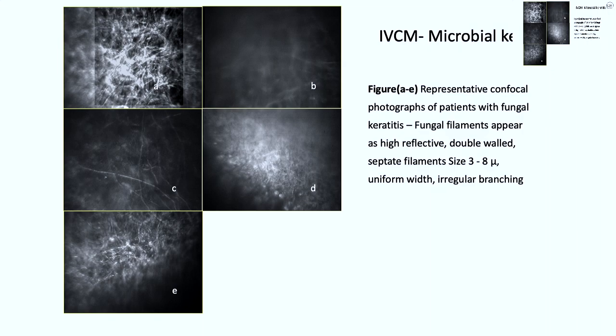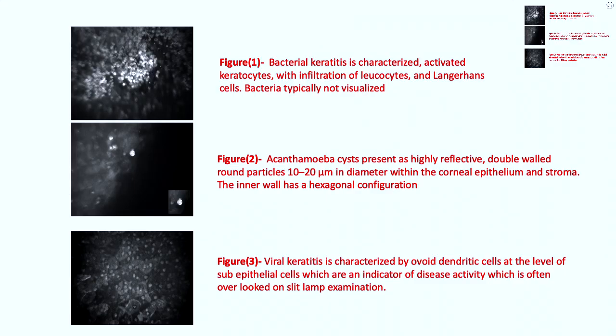It is very sensitive. The IVCM images are those of fungi, where we see fine branching filamentous tubule-like structures, and they are 3 to 8 microns. Very, very specific once we get it, but sensitivity is operator dependent. That means that some training is required before we can diagnose a deep lesion and label it as fungi. So also for Acanthamoeba, while bacteria and viruses are not caught by the IVCM.